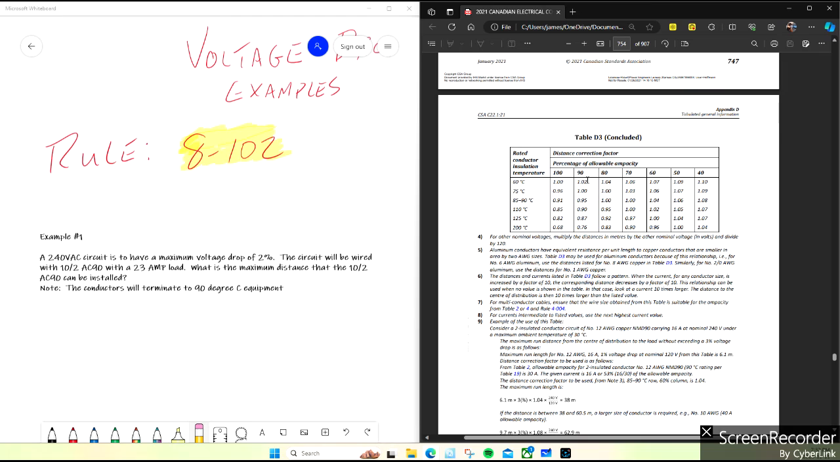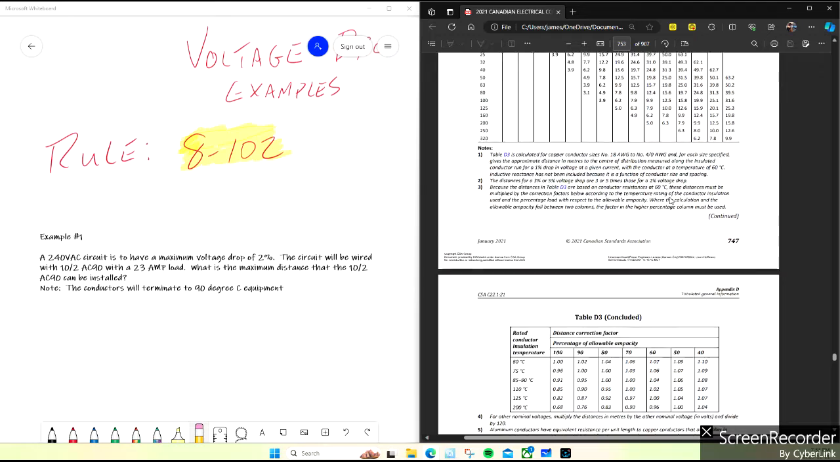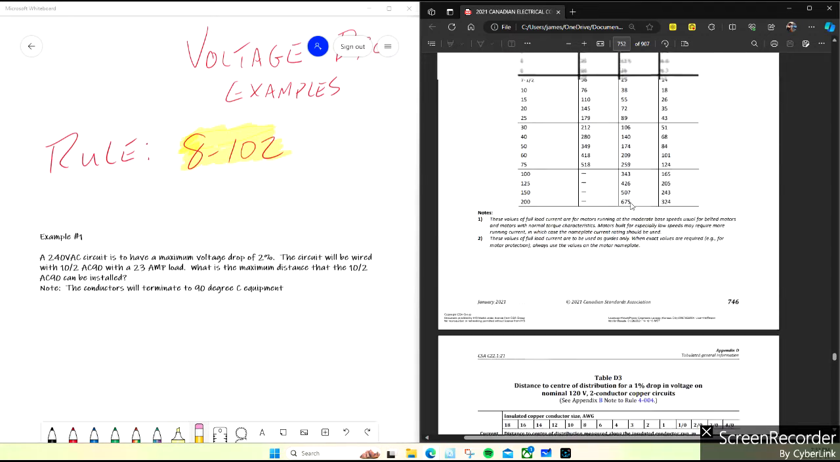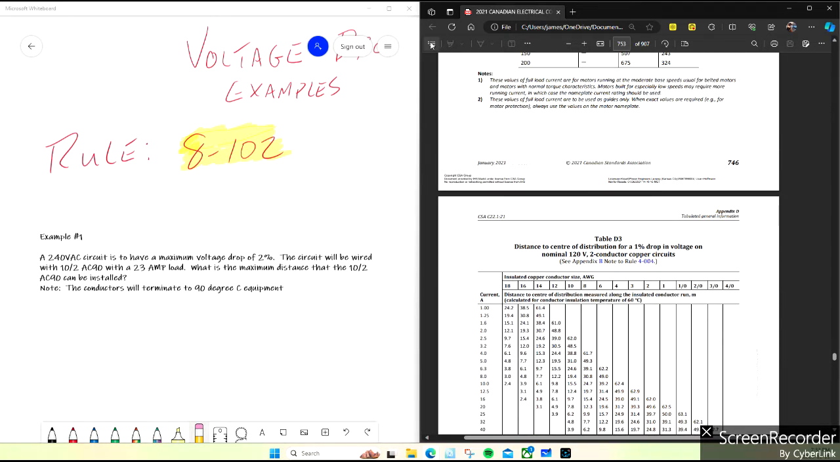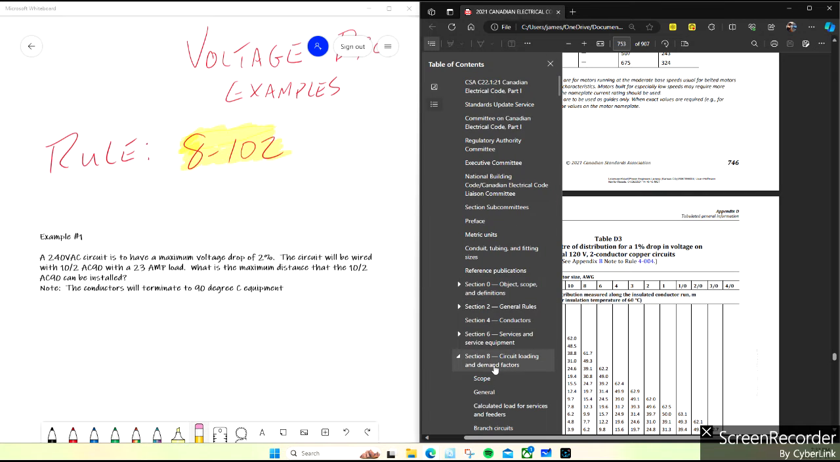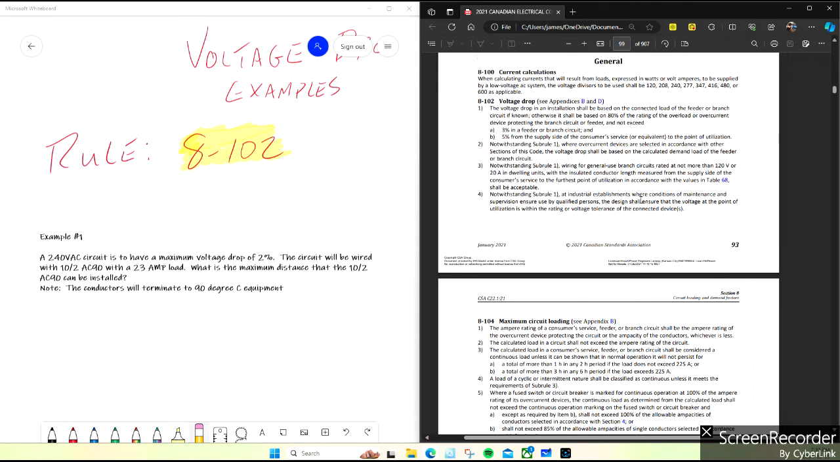There's D3 continued. It's a distance correction factor. Quickly, I'll just show you on the left, you've got whatever insulation you're using, and the temperature rating of that insulation. Then we have a bunch of distance correction factor values, which I'm going to explain in more detail when we get to the point that we need to use this. Okay, so let's get right at the calculations, our examples here. I'm just going to keep these rules off to the side so you can see what I'm referencing.